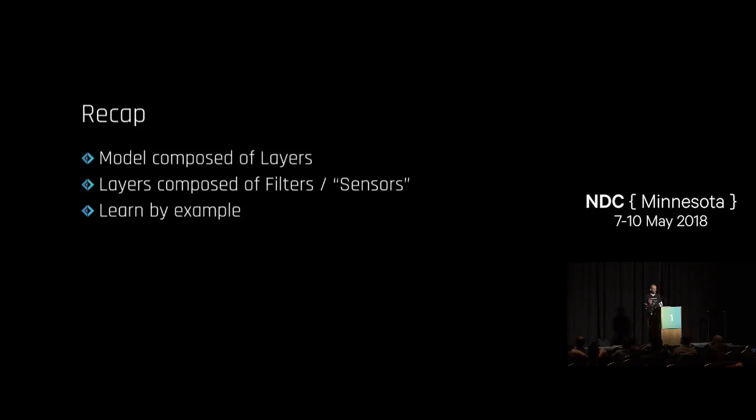So, a recap of what we're trying to build here: a deep learning model is a model which is composed of stacks of layers. Each layer is composed of filters or sensors which have a certain shape.